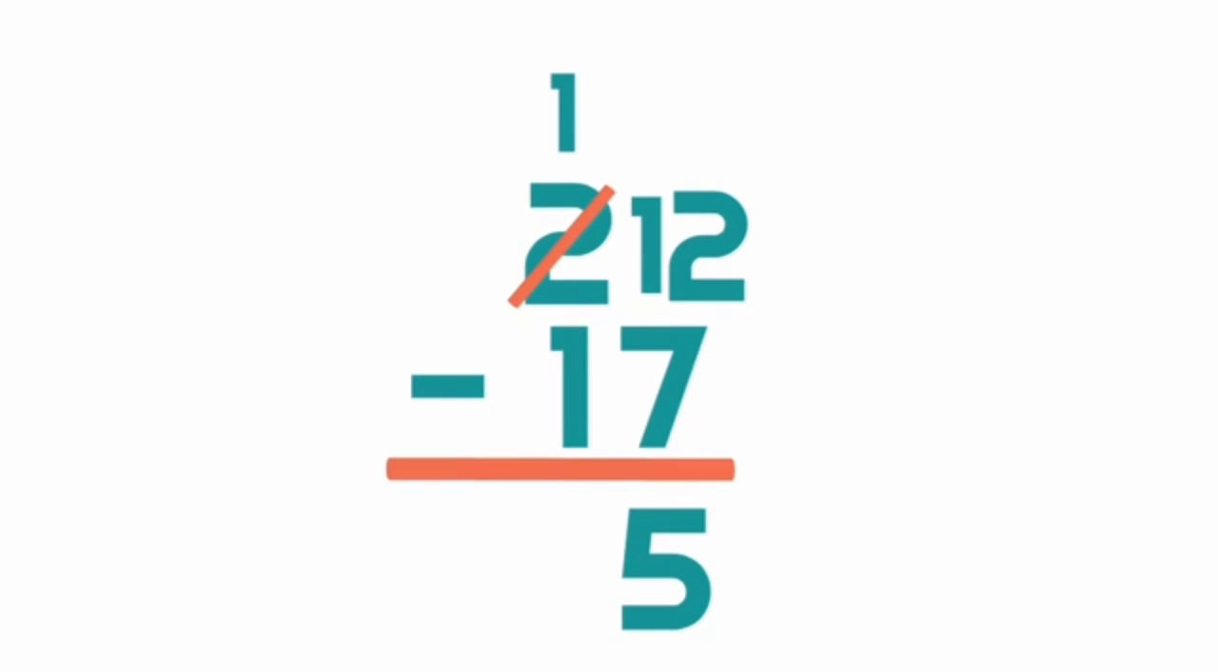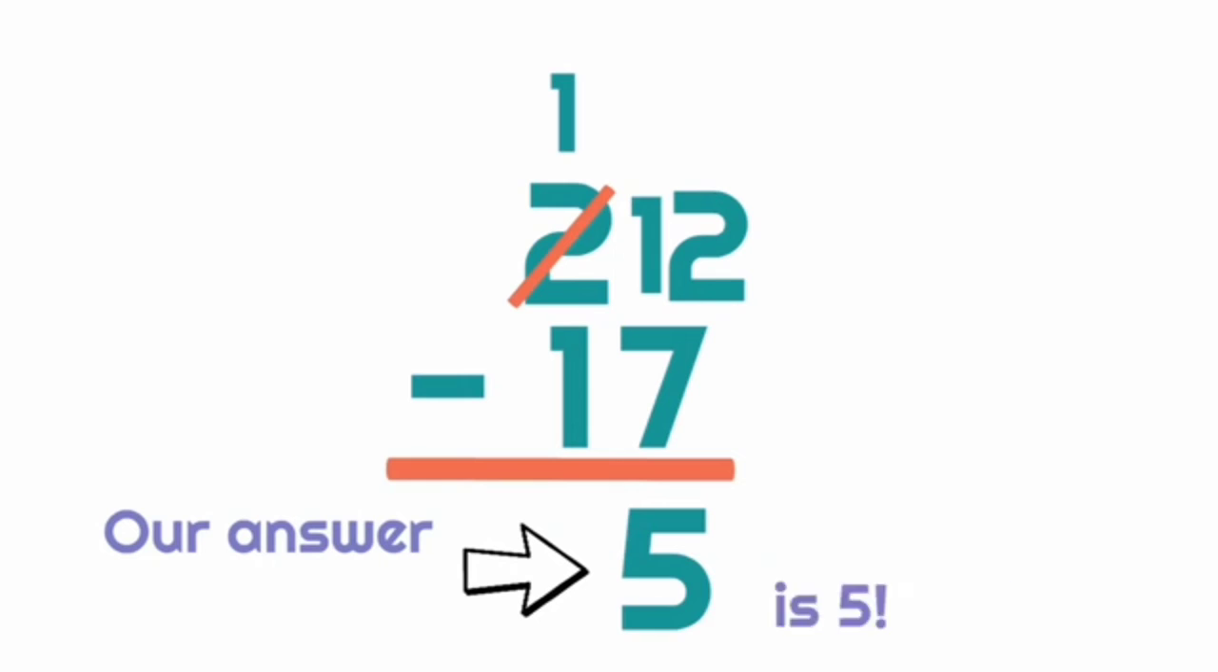Then, of course, we have to subtract the tens. But regrouping made this super easy. What is 1 minus 1? Yes, 1 minus 1 equals 0. So our answer is simply 5. 5 is our difference.